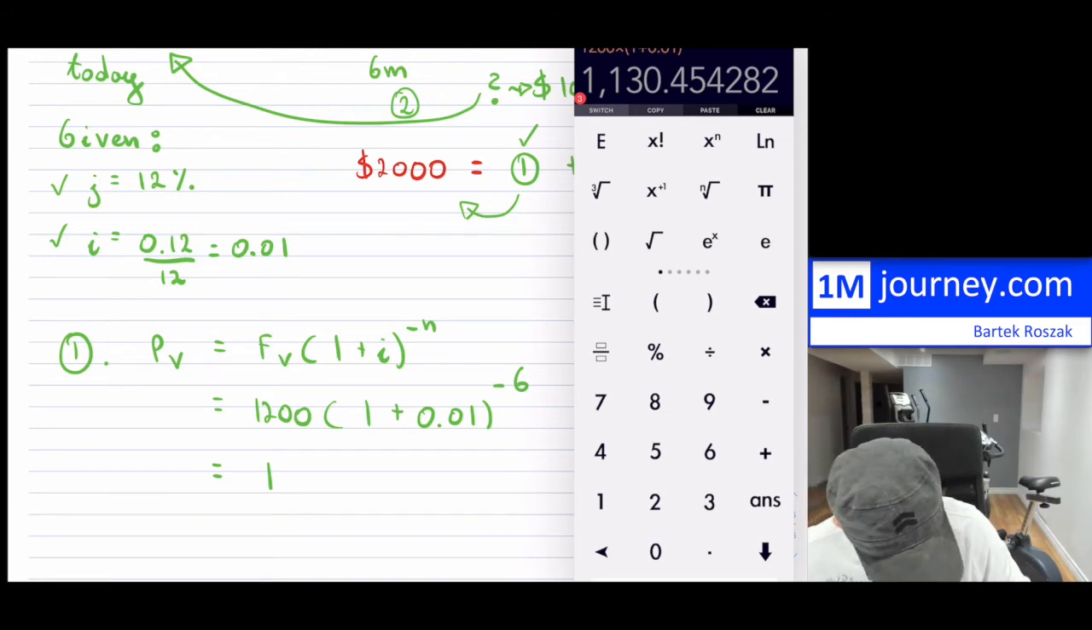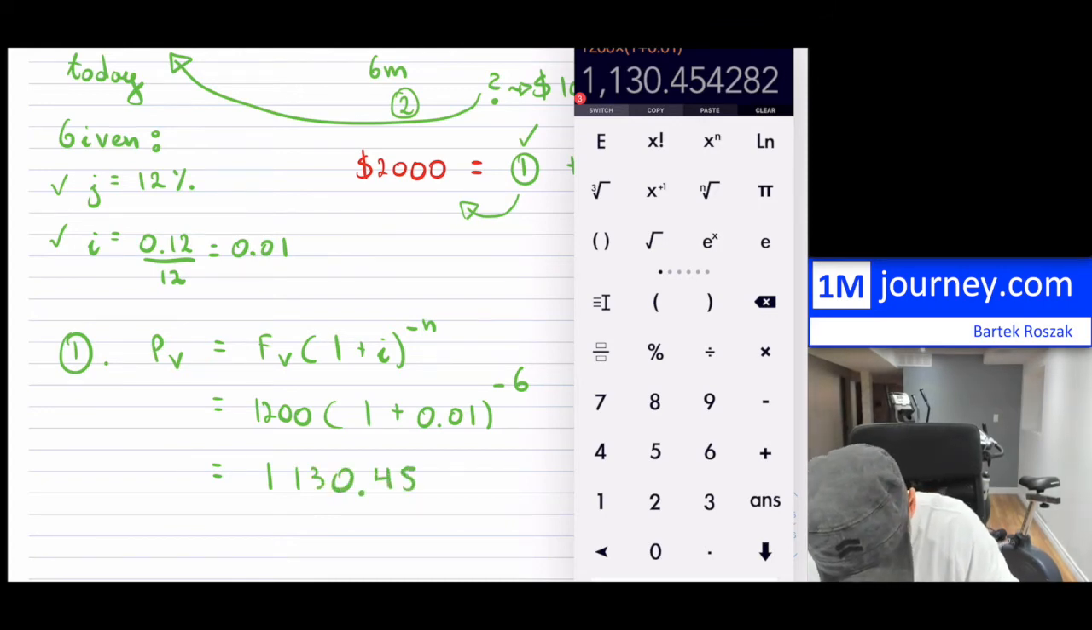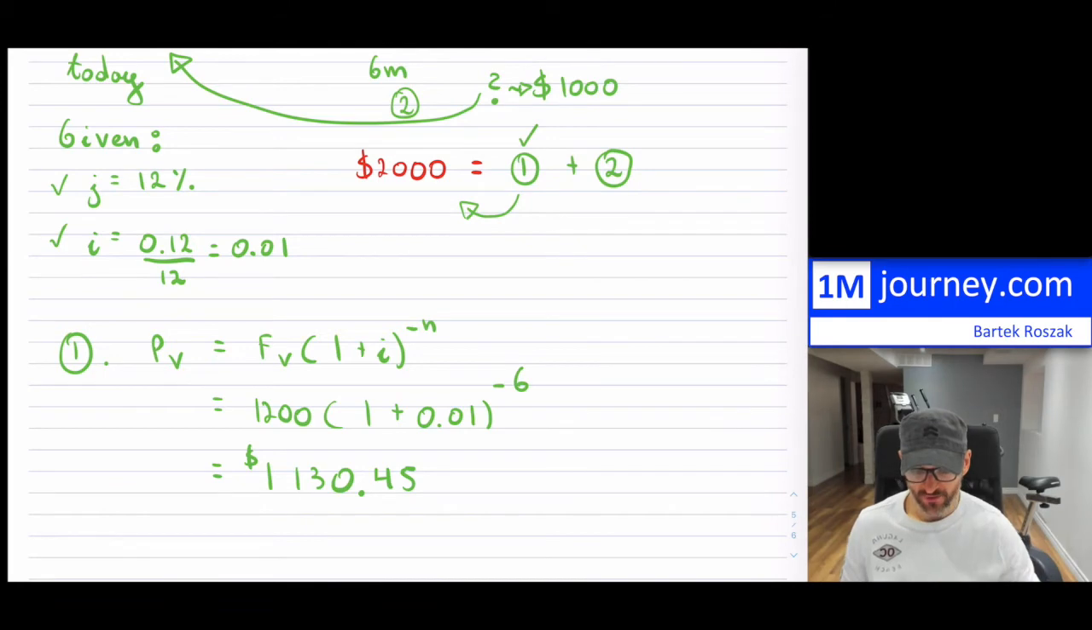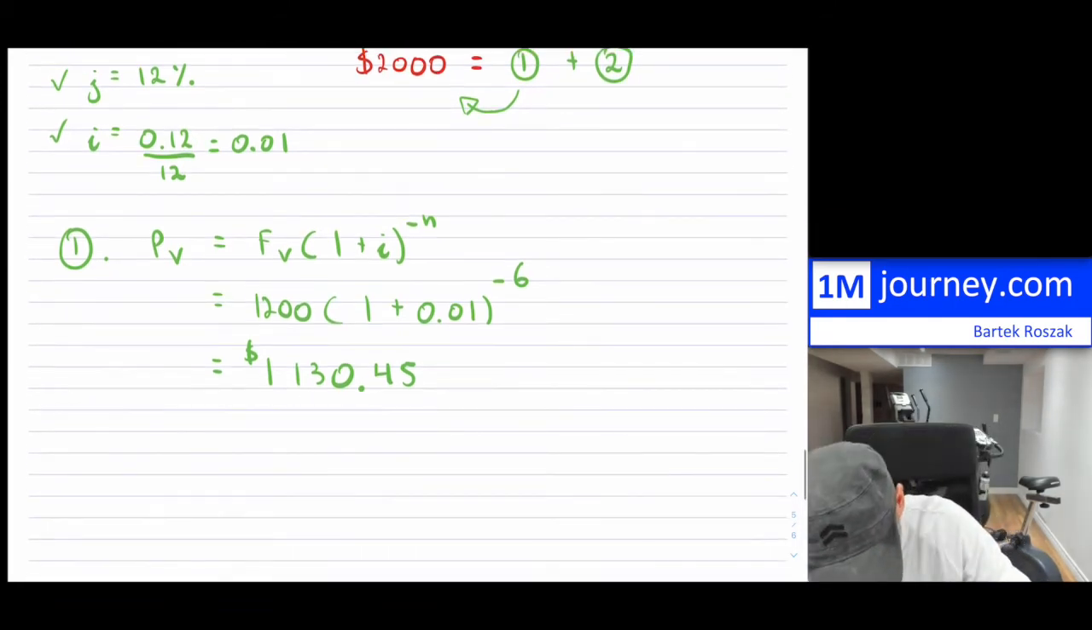So if I raise that to that power and round it to the penny, I'm going to get this. Now notice it is less than $1,200, and it should be because we're bringing money back. Now what does this give me? Well, what this gives me is the following.